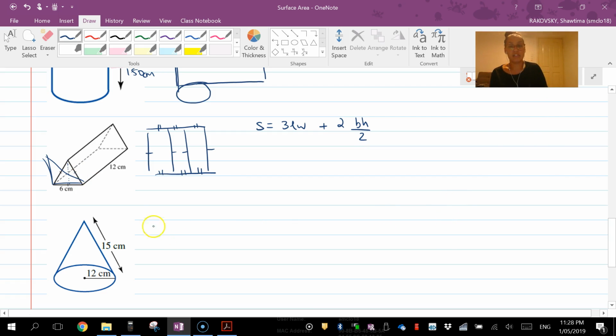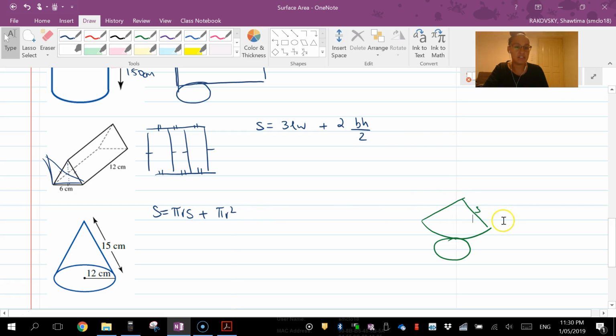But we are going to look at the cone here. So our formula is surface area equals pi times r, which is the radius, times s. Now s is the slope of the cone component here. So this one is pretty straightforward from this shape, plus pi r squared. Now pi r squared is the circle that we have here. That's where that part of the formula comes from.